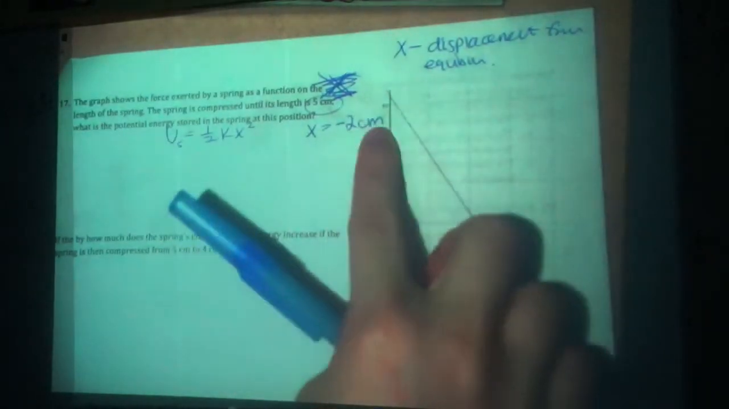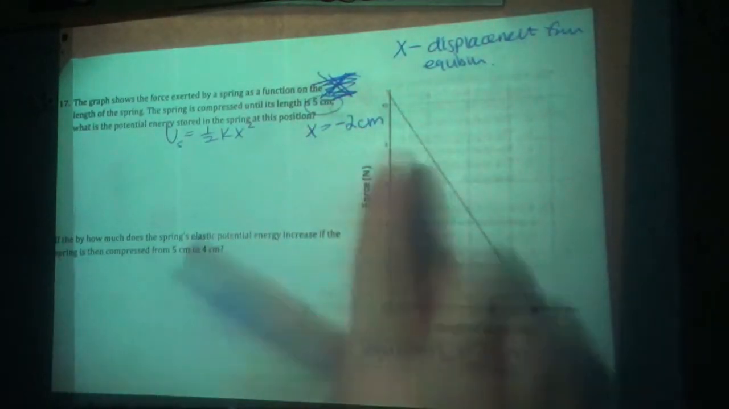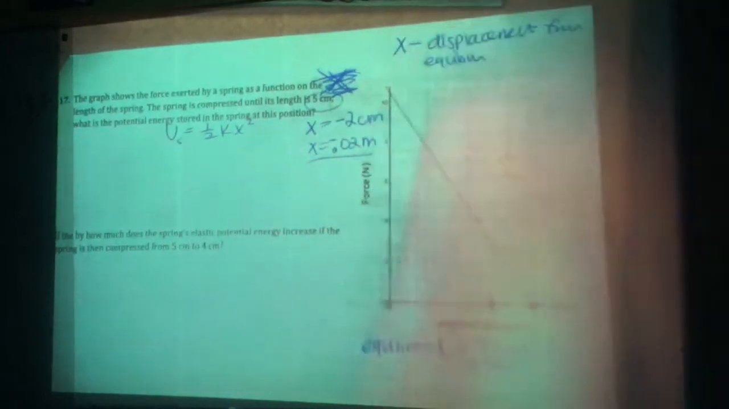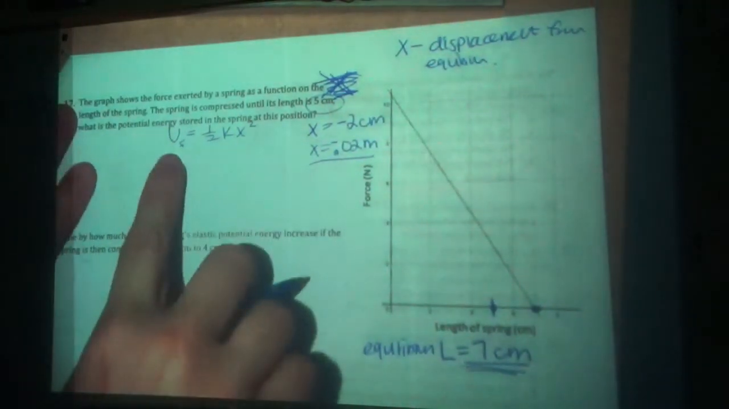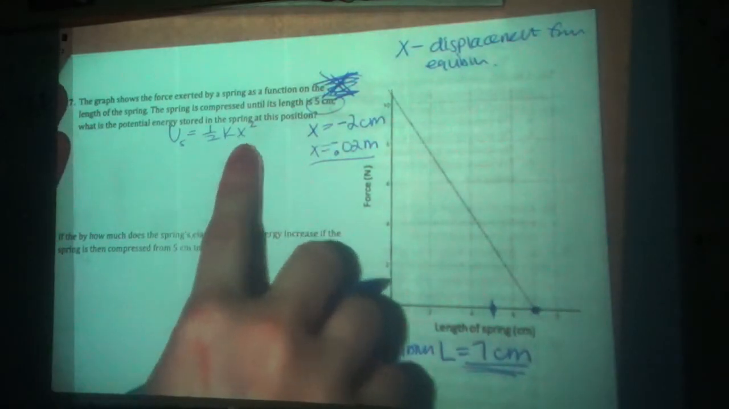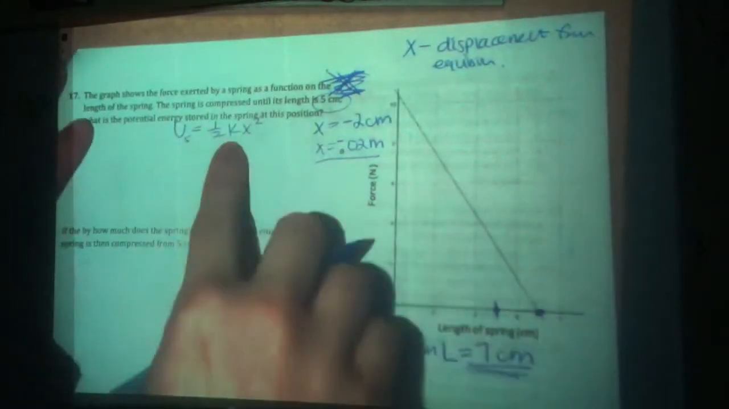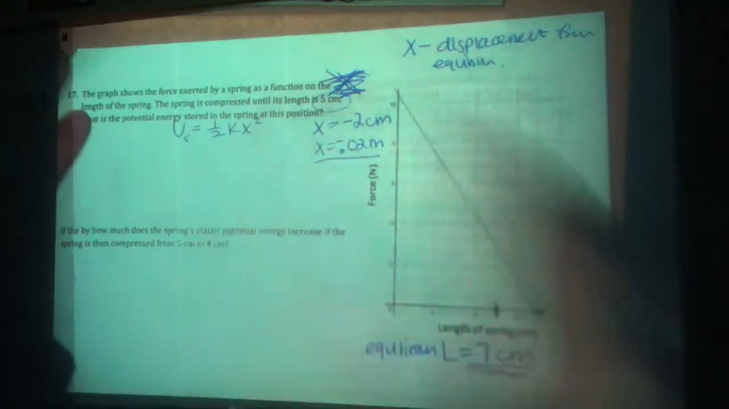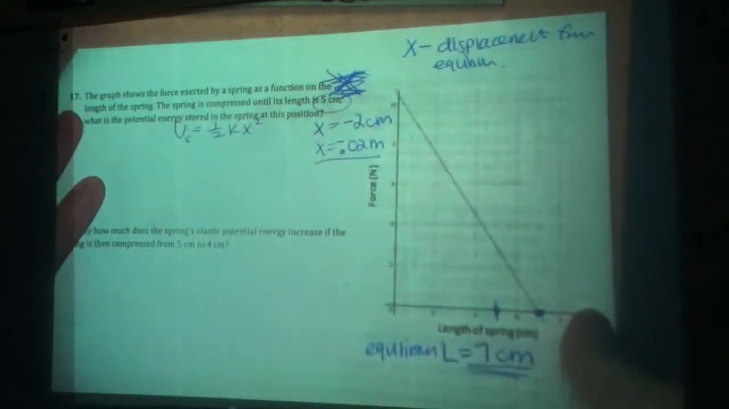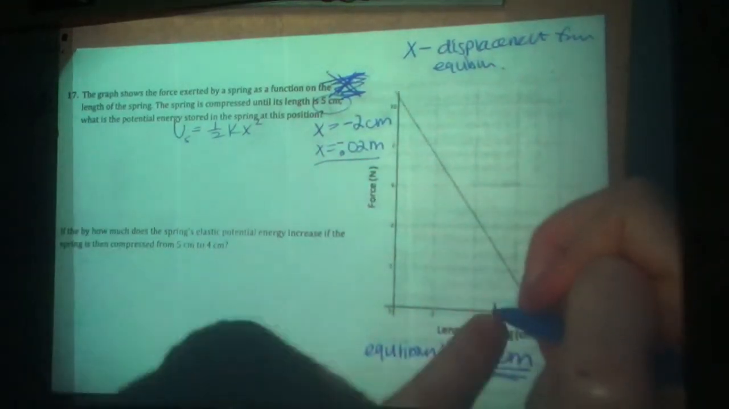All right, and then we just said that we need to be careful. We can't really use centimeters, so then your x is really 0.02 meters. I mean, they're the same number. We want it in meters, not centimeters. Okay, so then we need to find the kx squared. We need to find our k before we can plug this in. But we have a graph of force. So we already have our x for this length.